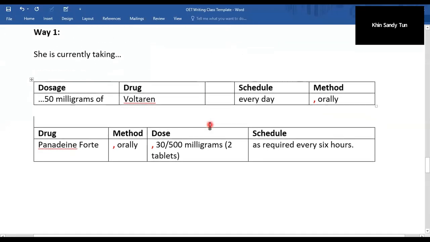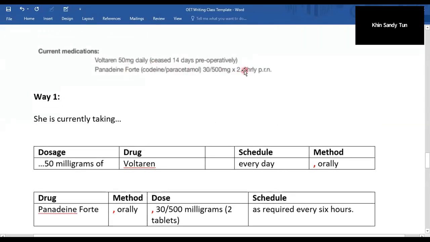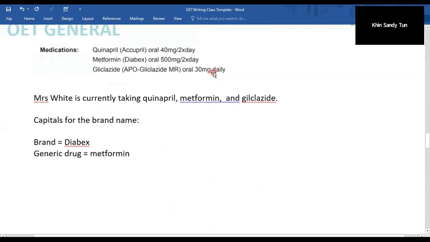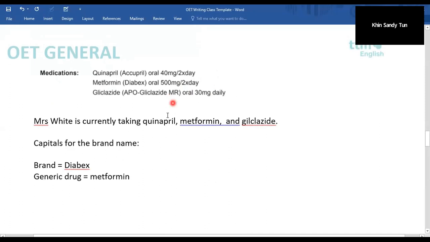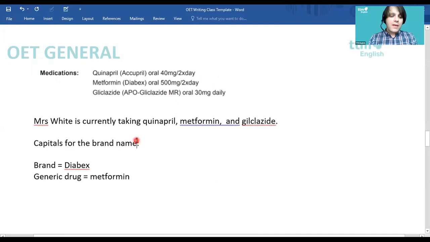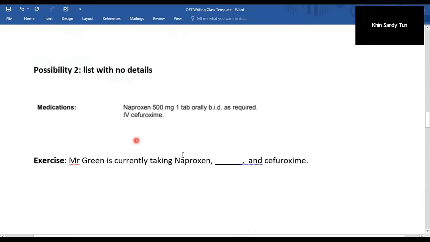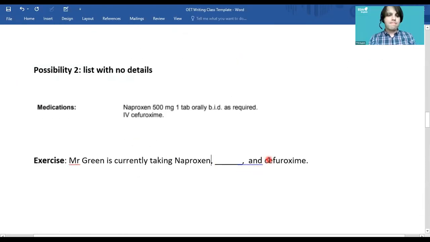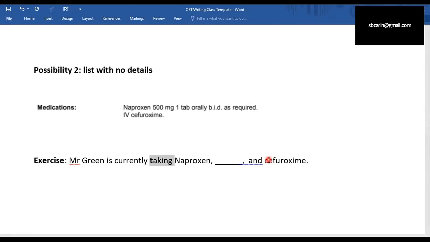Yes, it says IV, and we are writing that she is taking. So can we write IV as taking? Because IV is direct injection. Is that what you're saying? Yes. That's a great question. Yes. I think intravenous would be better.